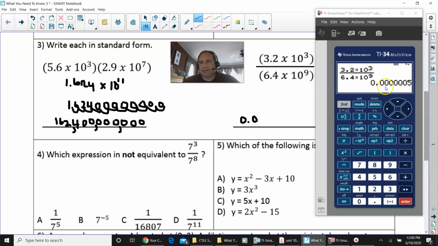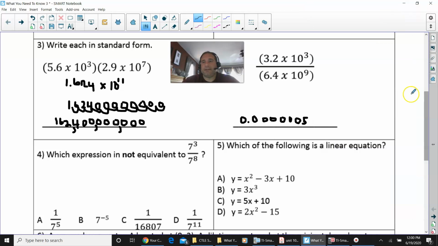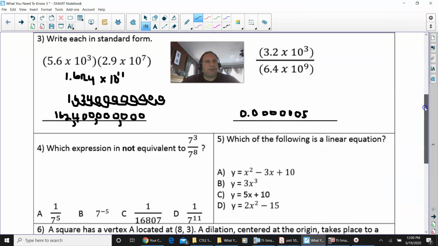0.0, let's see how many zeros. 1, 2, 3, 4, 5, 6, and then a 5. Pretty easy when you have that calculator. Really nice and easy. All right, so that was number 3.